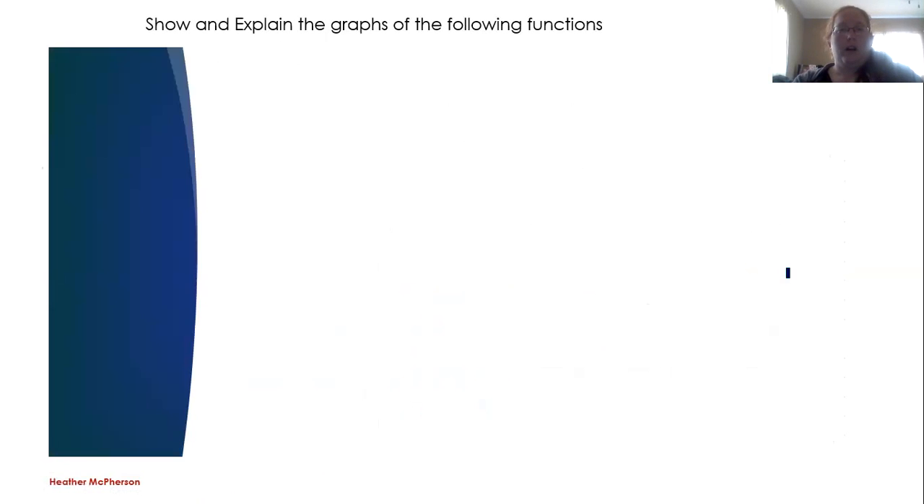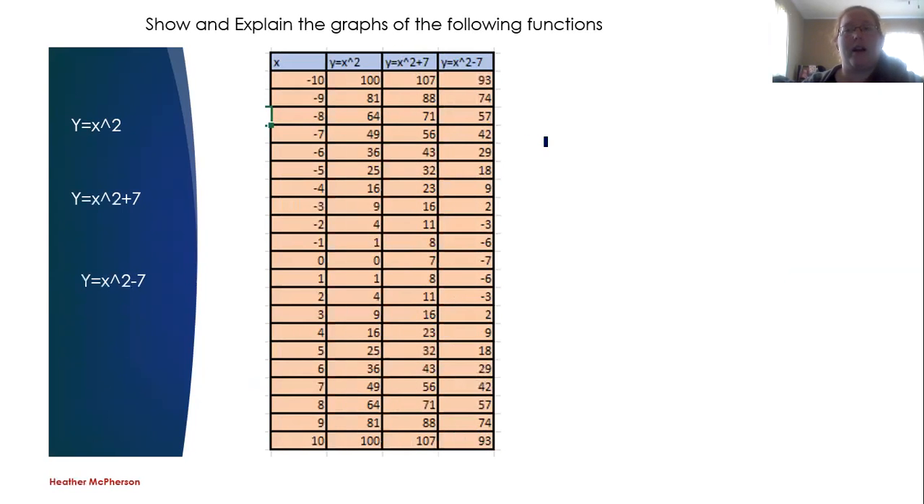Now, we want to look at a couple of functions and graph them and see the similarities and the differences between them all. So we have y equals x squared, y equals x squared plus 7, and y equals x squared minus 7. So looking at these, we know we're looking at parabolas. So a graphing calculator's normal window is about -10 to 10, so that's what I'm using as my values of x, if you can see here. And I have all of the equations written in.